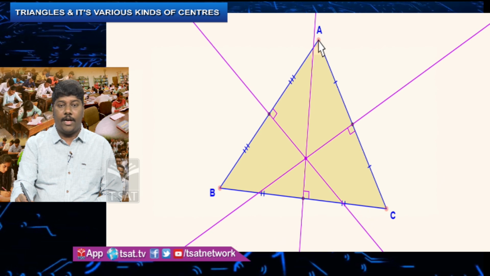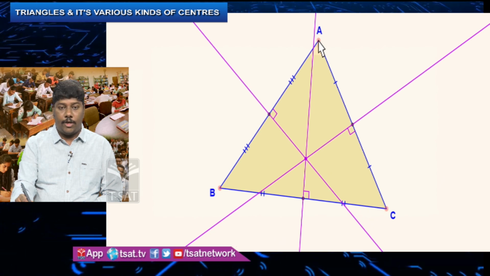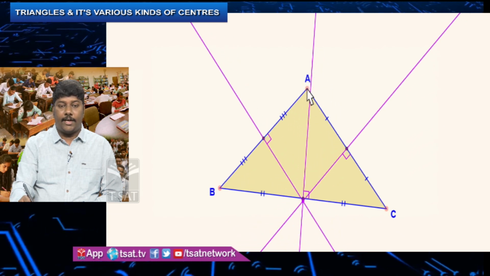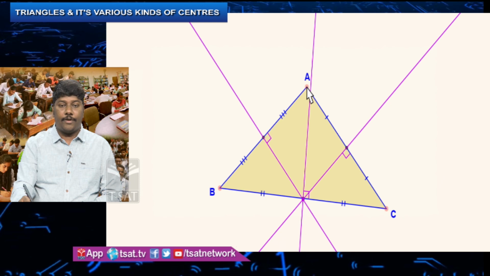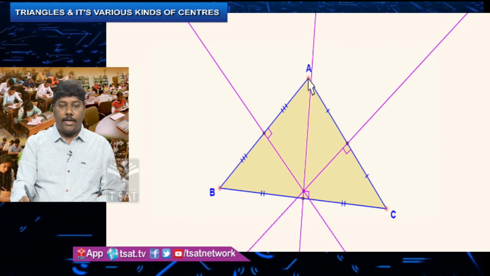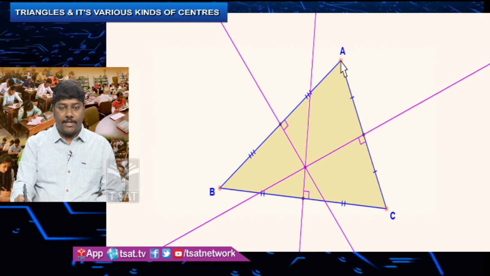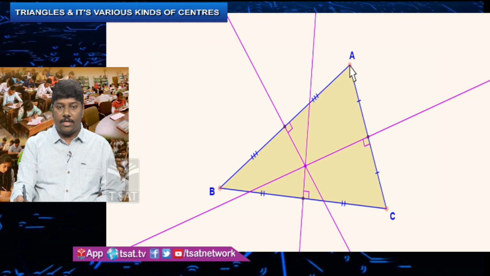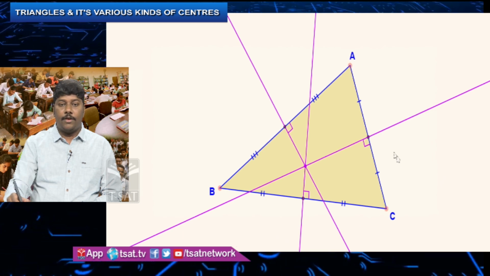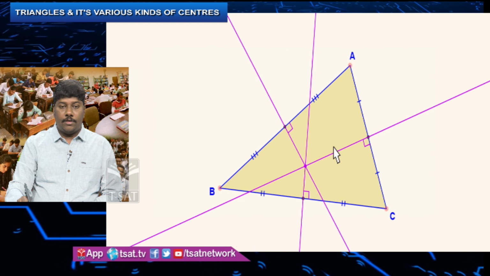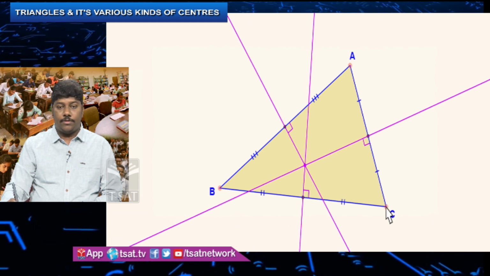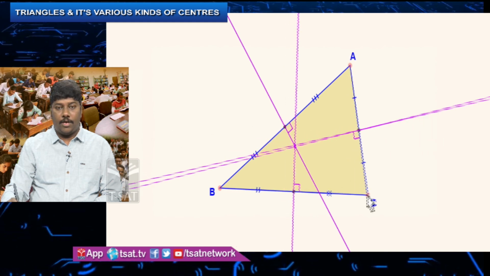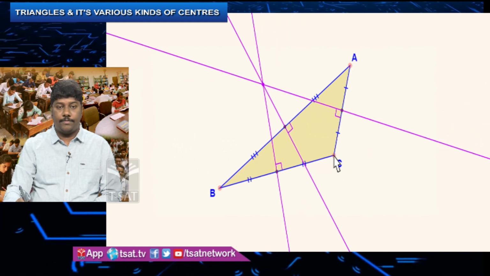If you go for acute, it is inside. Acute inside, obtuse outside. For a right angle triangle, it is exactly at the midpoint of the hypotenuse. And if you look at this circumcenter, the circumcenter is always equidistant from the vertices. If I take the right angle at C, suppose, it is exactly the midpoint of AB.